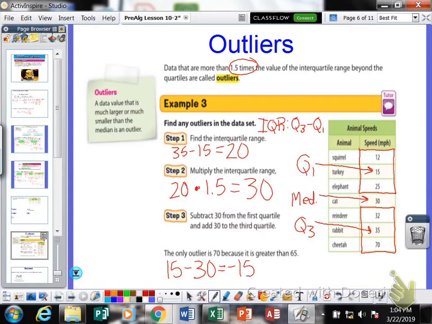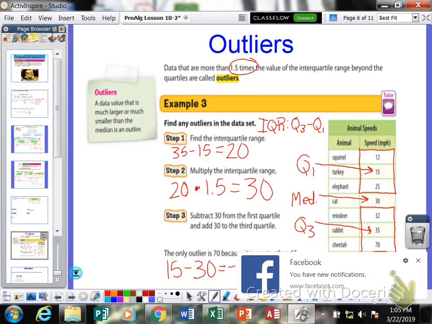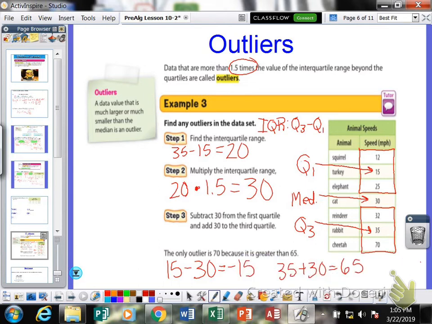Then we want to add 30 to the third quartile. So we have 35 plus 30. That's going to give me 65. Okay? So that tells me anything less than negative 15 is an outlier, and anything greater than 65 is an outlier. So if we look at our graph over there, we notice that we have a value greater than 65, and that's 70. So our outlier would be 70.